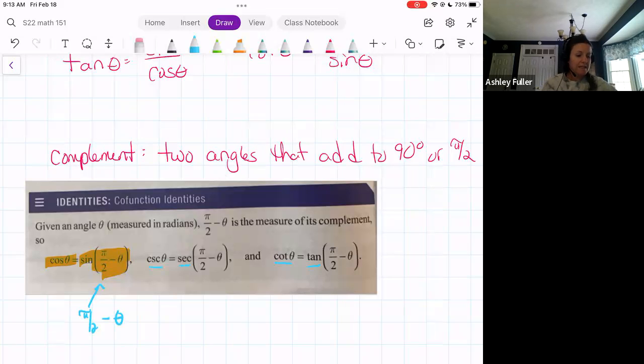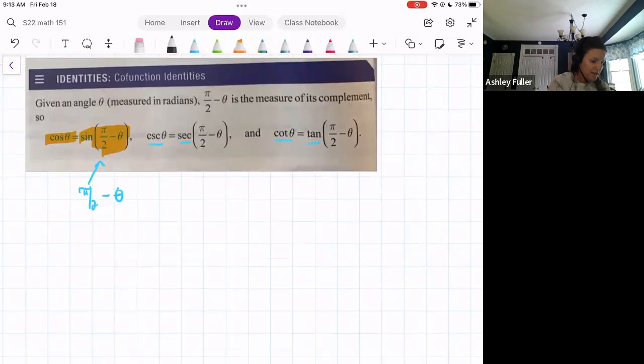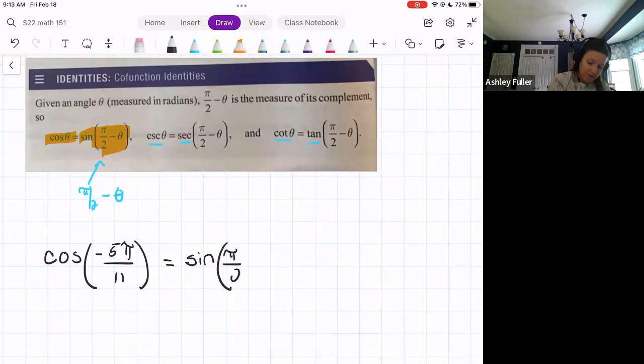Where this comes in handy is if we want to do some calculations. So let's express some of these with their appropriate cofunction and evaluate the equivalence of the two expressions. Consider the cosine of negative 5 pi over 11. We know from the identities that we just went over that the cosine is equal to the sine of the complement. So we're going to take pi over 2 and subtract the original theta.